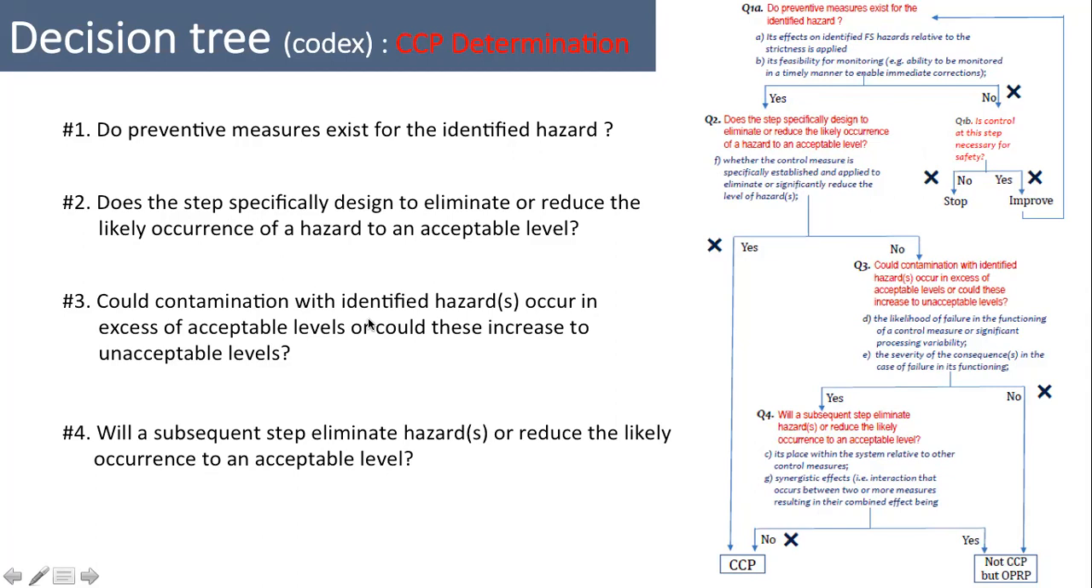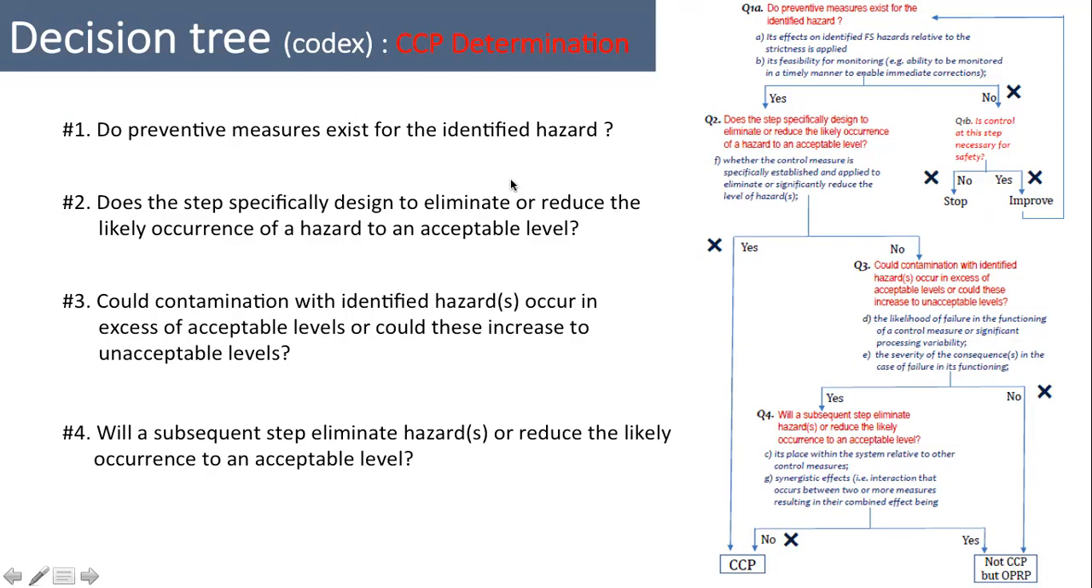Could contamination with the identified hazard occur in excess of acceptable levels, or could these increase to unacceptable levels? Then again we ask what happens if there is any contamination with this identified hazard. If no, it is not a CCP. If yes, again we ask: will a subsequent step eliminate the hazard or reduce the likely occurrence of this to an acceptable limit? If yes, again not a CCP. If no, we call it a CCP. So I will explain with some examples.